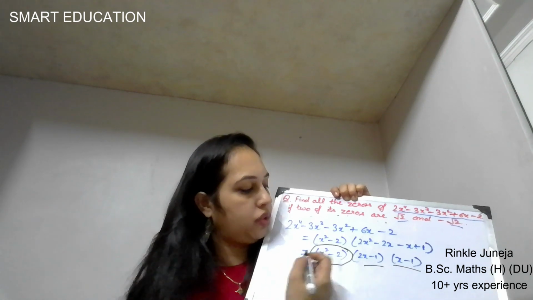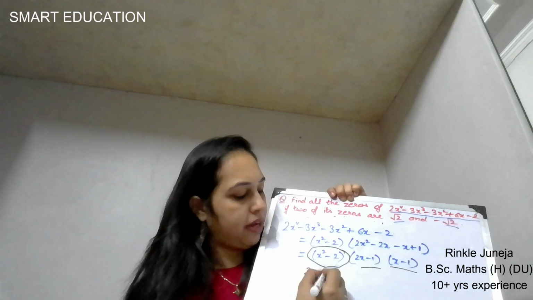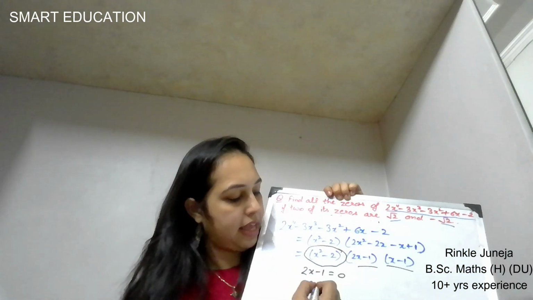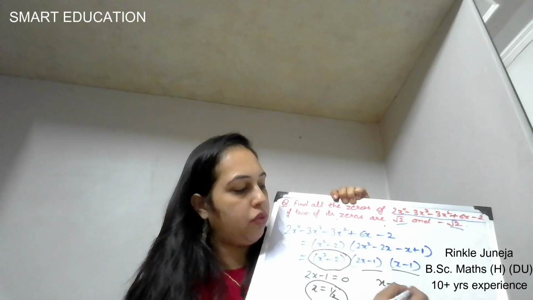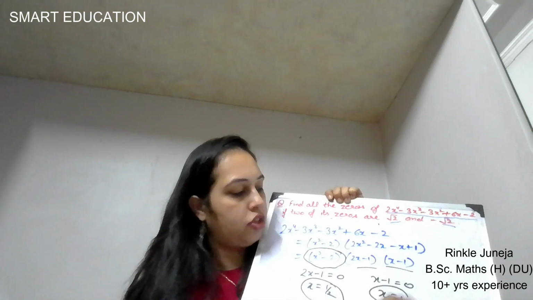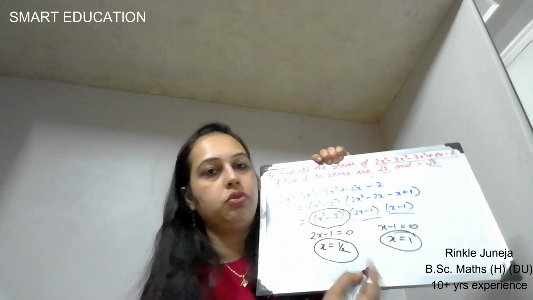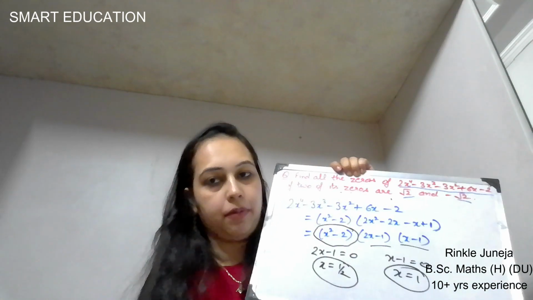So the next two roots will be, if you put 2x minus 1 equals to 0, you get x as 1 by 2. So one of the roots is this, and if you put x minus 1 equals to 0, you get x equals to 1. So the other root is this. So the rest of the two roots are 1 by 2 and 1.